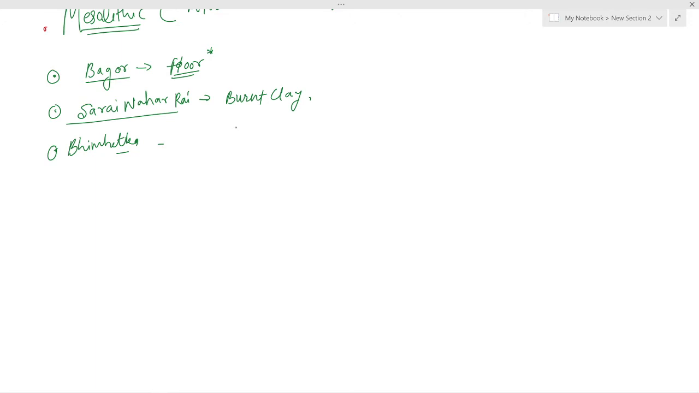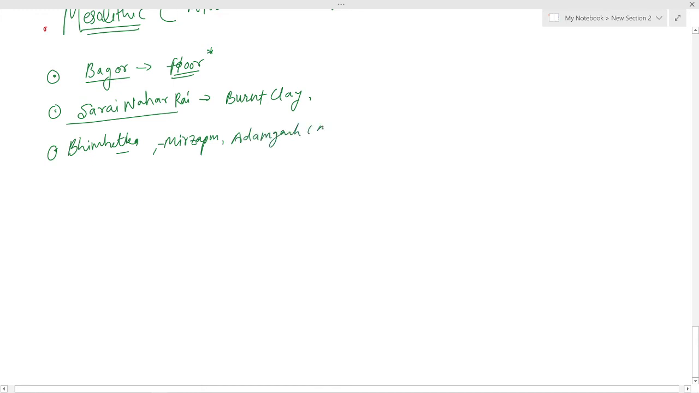We find rock paintings belonging to the Mesolithic in addition to Bhimbetka. They are found in Mirzapur and Adamgarh. Adamgarh in MP and Mirzapur, which is very famous right now.